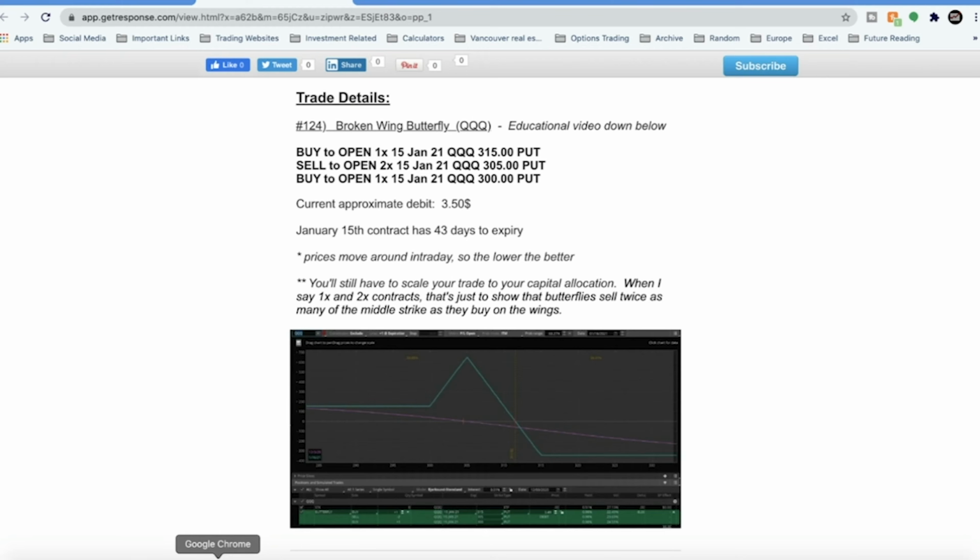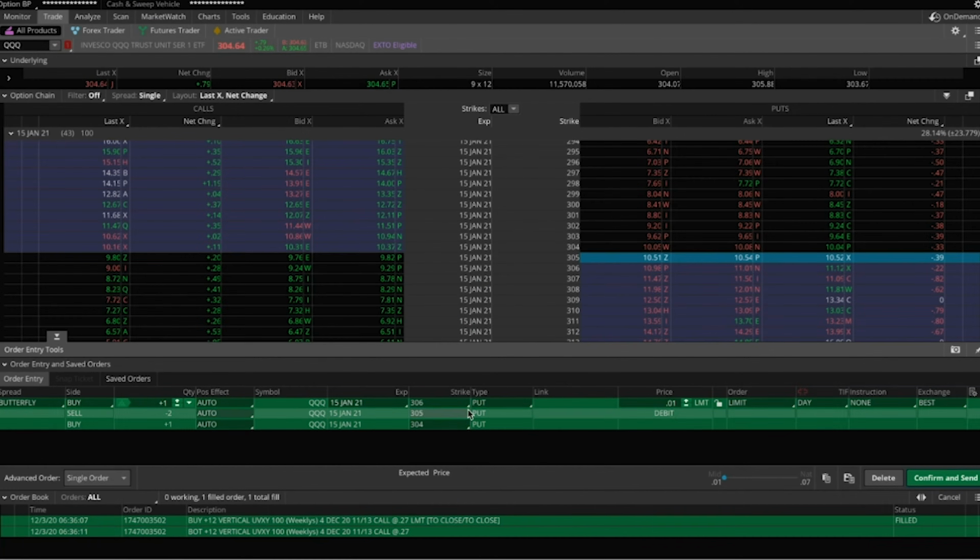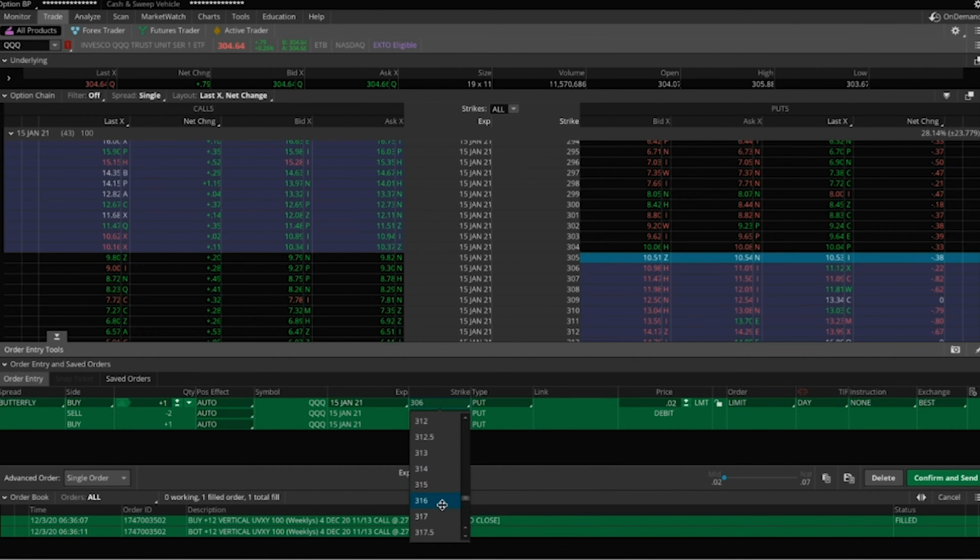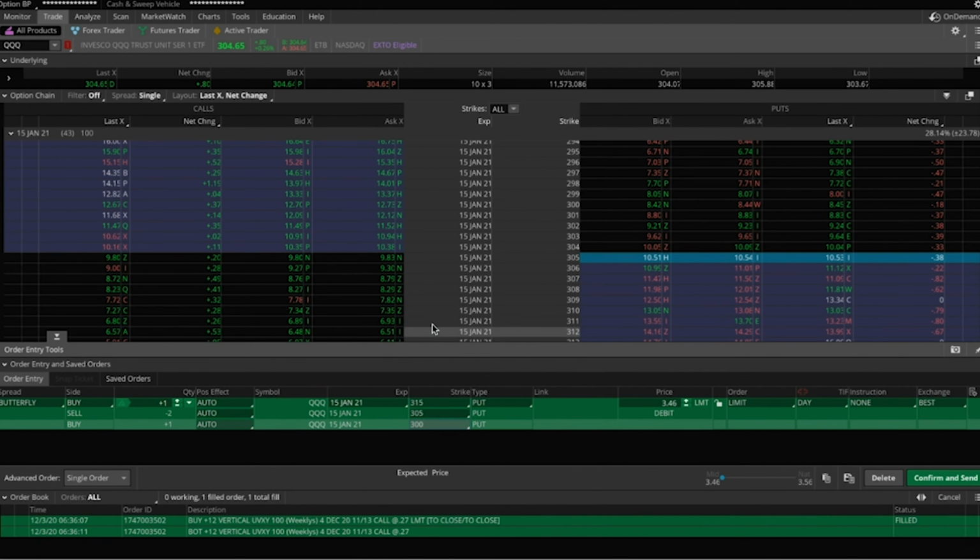Now, the first thing that I would do is make sure that the strikes are correct. So we're selling the 305, and then we are buying the wings of 315 and 300. If I make those changes here, you'll see what this trade looks like. So first of all, we're going to do a 315, and we're going to do that 300. And this is what the trade looks like.